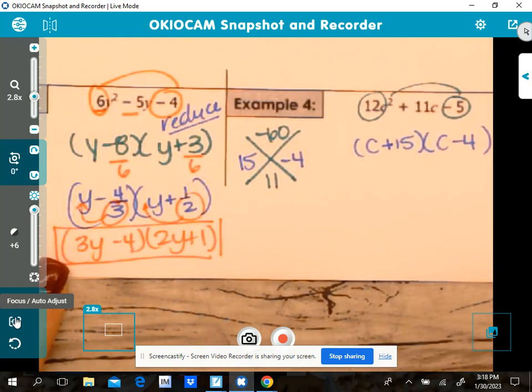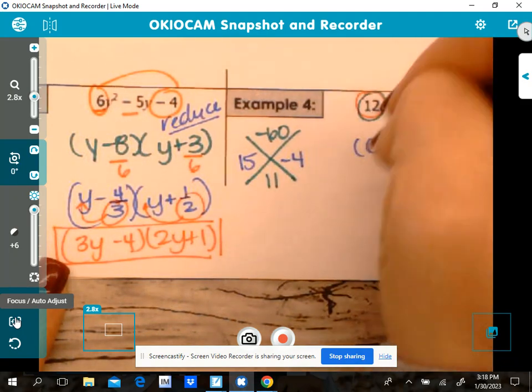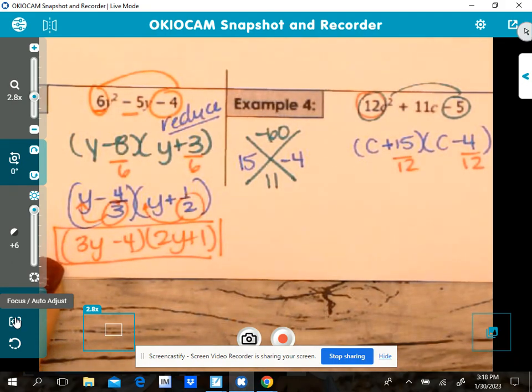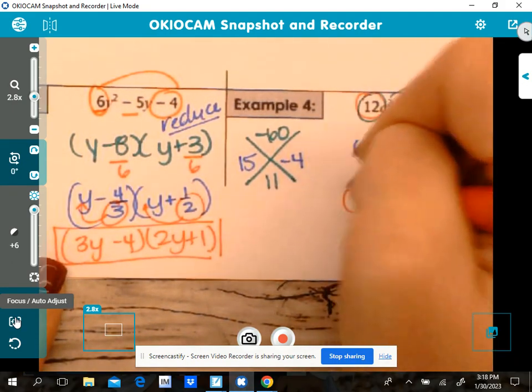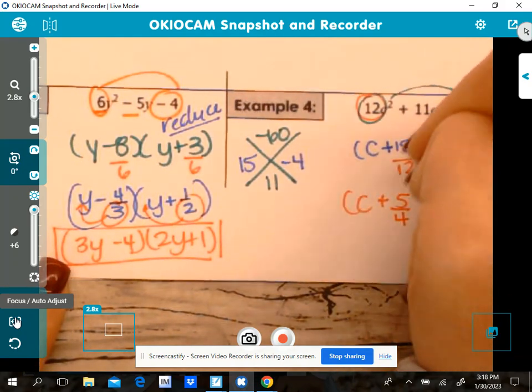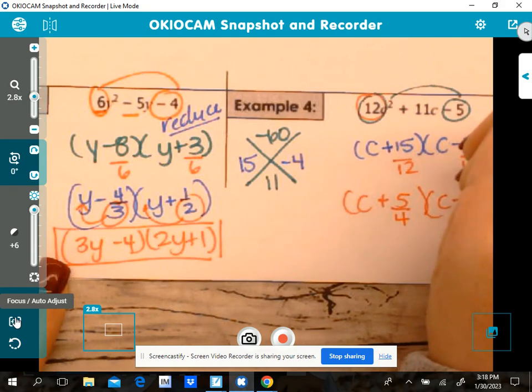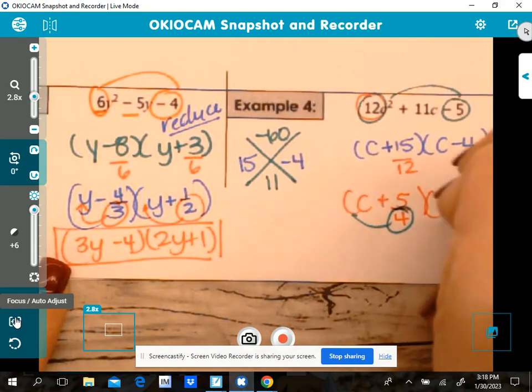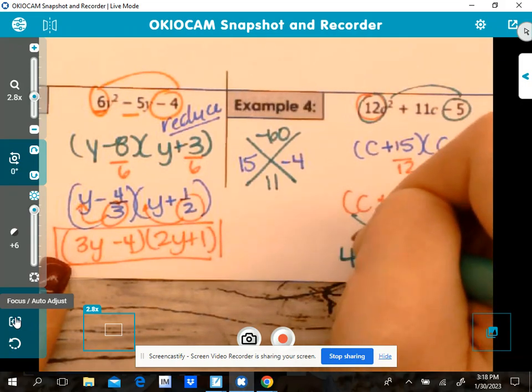All right, so negative 60, positive 11. We did 15 and negative 4. So I'm going to have to divide by 12. And again, we're going to reduce these, okay? So 15 over 12 is going to turn into 5 over 4. And 4 over 12 is going to turn into 1 over 3. And now we can bottoms up.